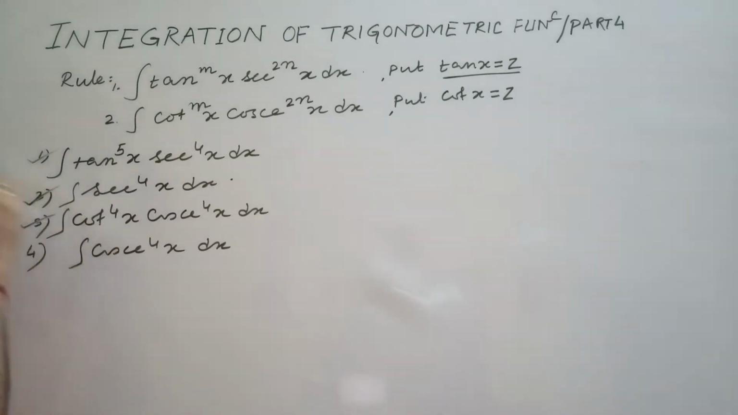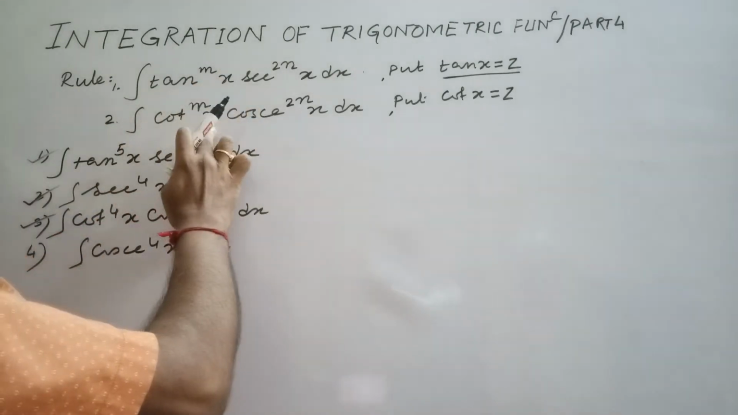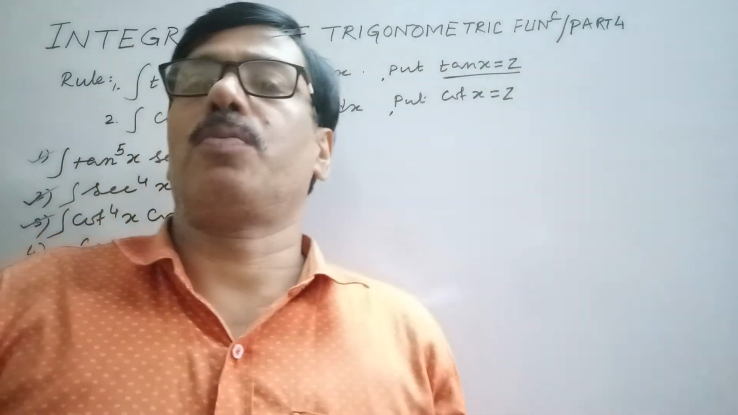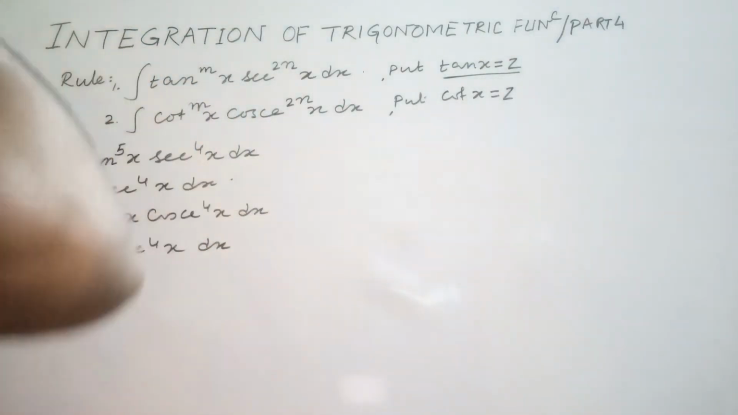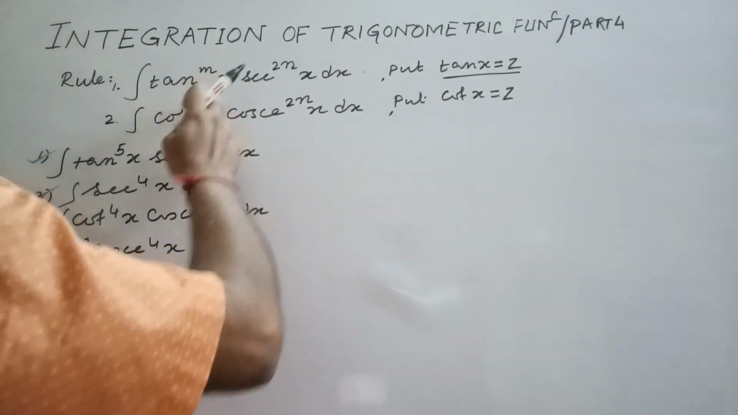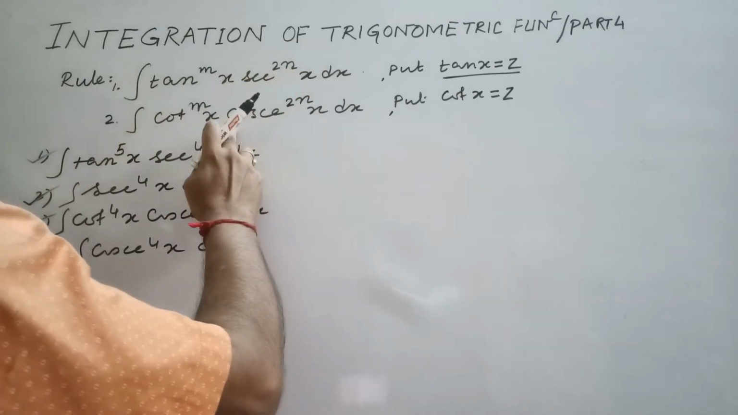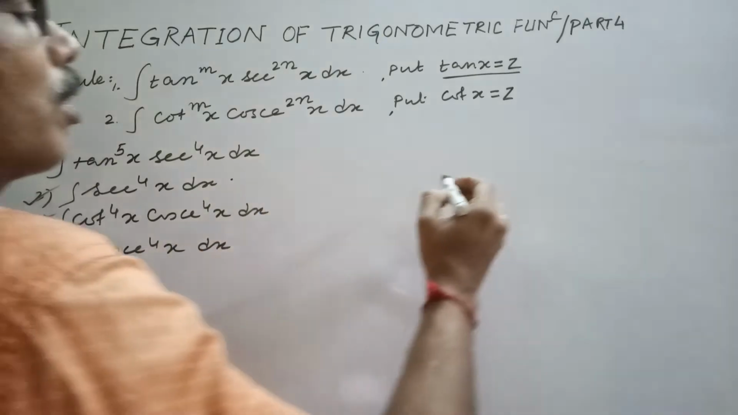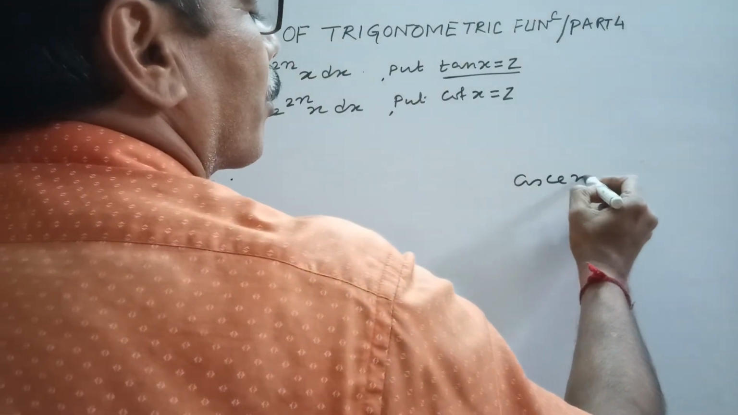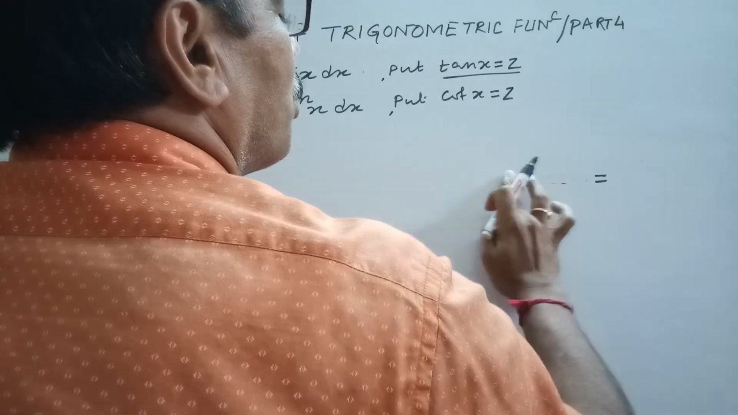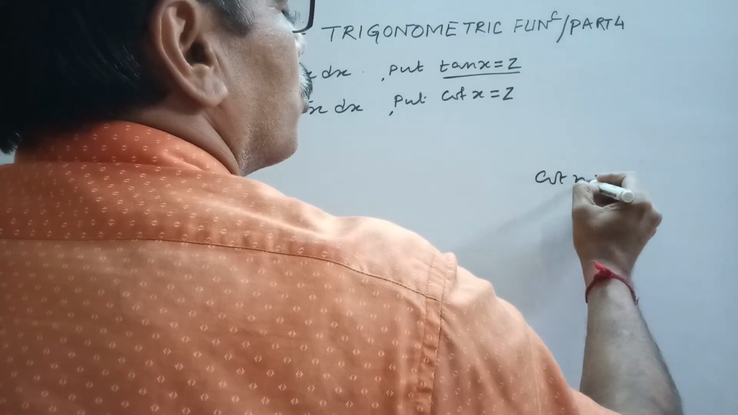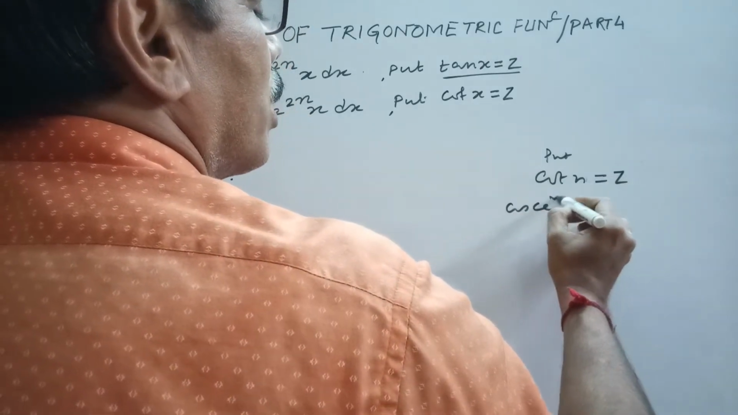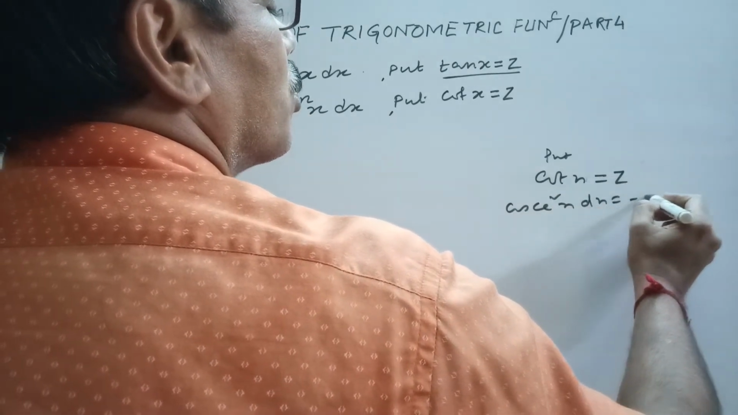Now problem number 3. Cot to the power m x cosec to the power 2n x dx. The power of cot x may be even or odd, no harm. So in this one, the power of cosec is even. So cosec to the power 4 x. So cot x equals z. Put cot x equals z. So cosec square x dx equals minus dz.